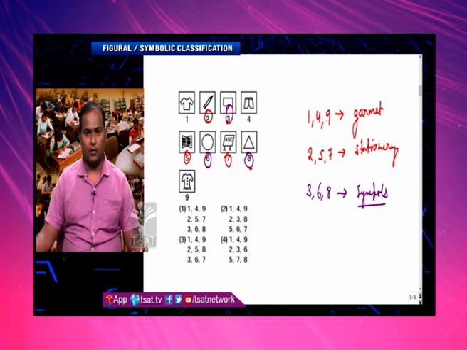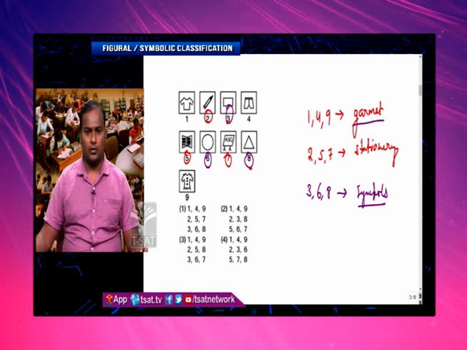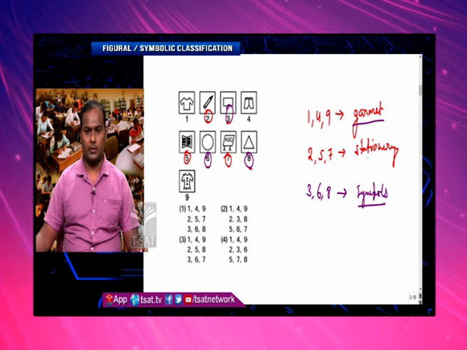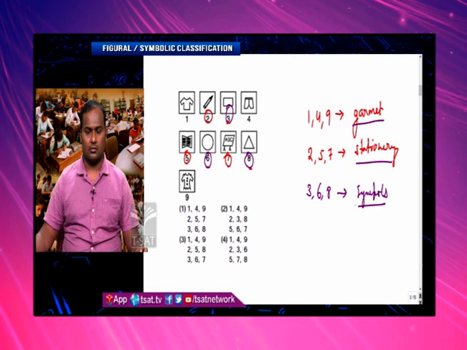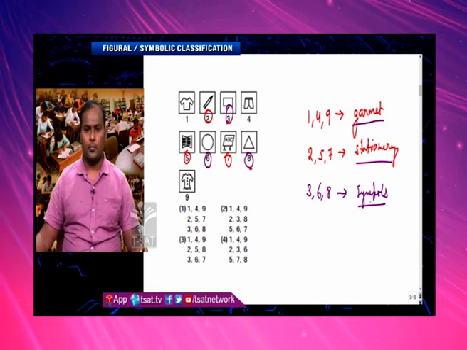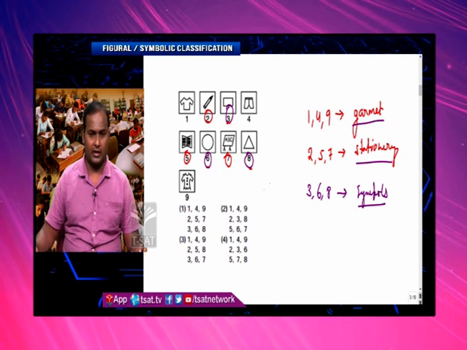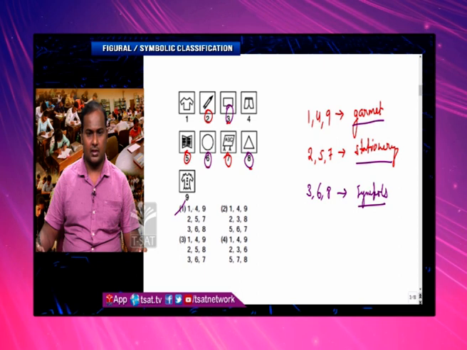So 1, 4, 9 is classified based upon the character of garment. 2, 5, 7 are grouped based upon the character of stationery, and 3, 6, 8 are grouped based upon the characters of symbols of geometry. So let's try to check the options. So option 1 is the answer.